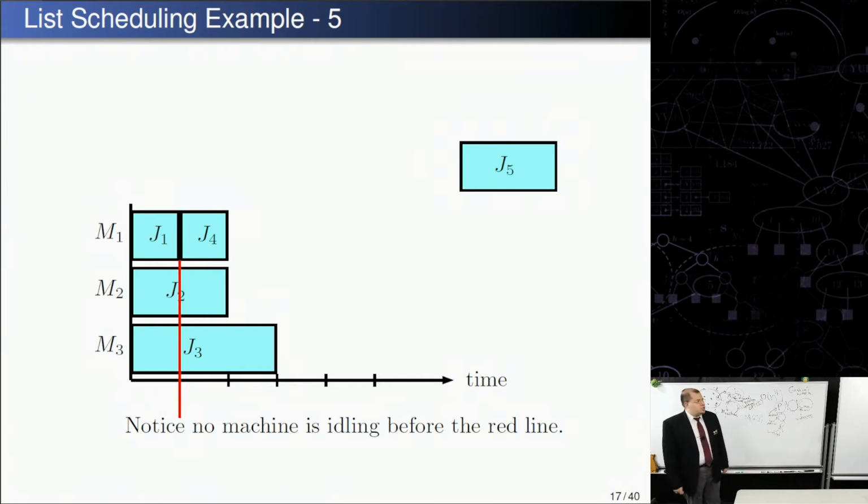Why did I pick machine 1 for job 4? Remember, every other machine before that point is busy doing something. They're not idling. So I'm going to place it on that machine. That's the reason why I do it. Now notice that because of that, look at the red line, at all times in my Gantt chart, everywhere to the left of the red line, a machine is processing something.